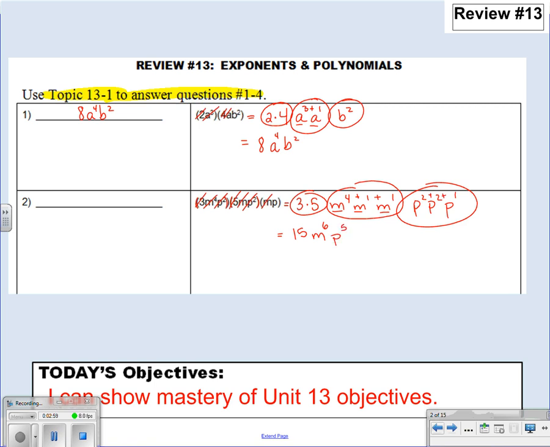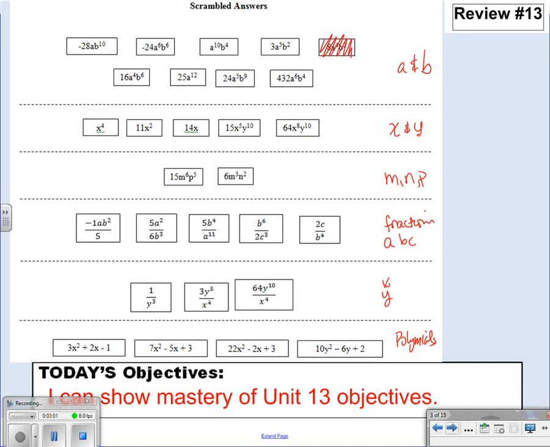Again, I'm going to look at my answer choices. I'm dealing with m's and p's. So I'm looking for 15, m to the 6, p to the 5. Cross it out.